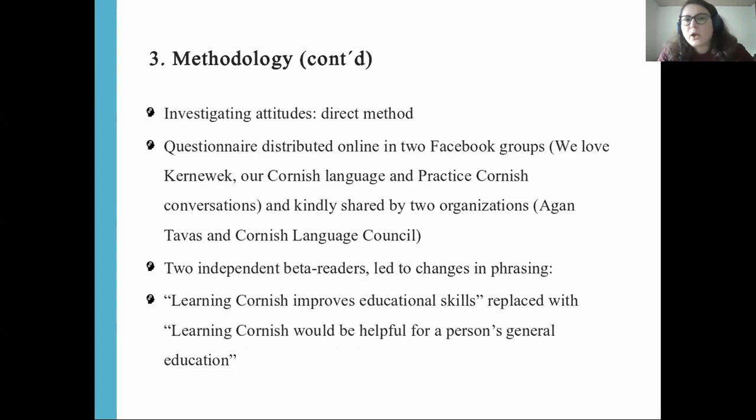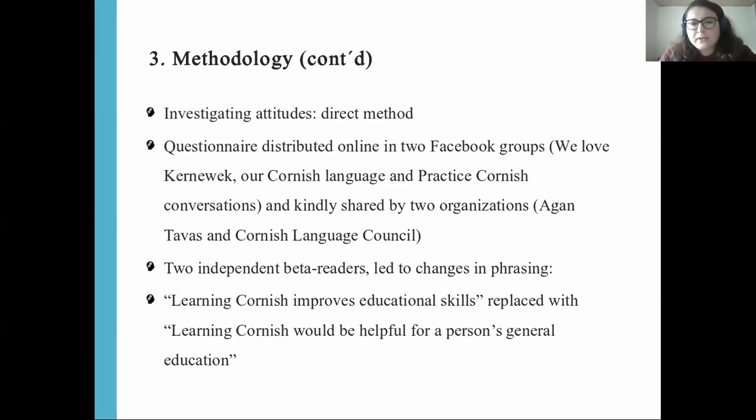So what I did was I also used the direct method, which was a questionnaire. I distributed it online in two Facebook groups, and then two Cornish language organizations kindly agreed to share it with their members. Which meant that I really got many responses. Before distributing it, I had two independent beta readers because I wanted to see whether the questions were phrased properly. And this led to some changes from the phrasing in the original study.